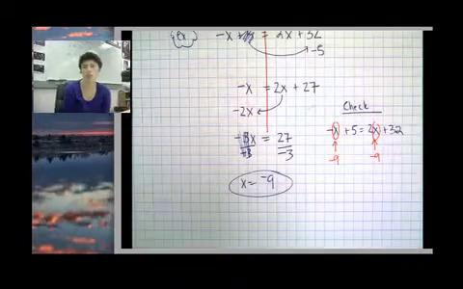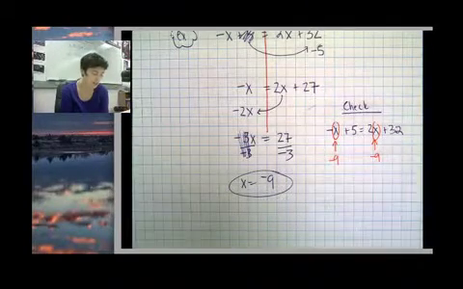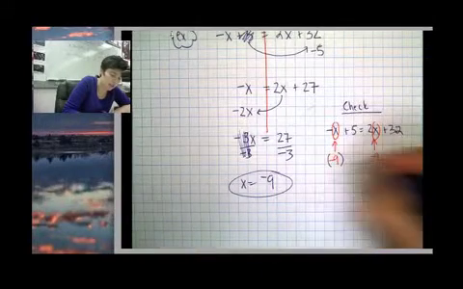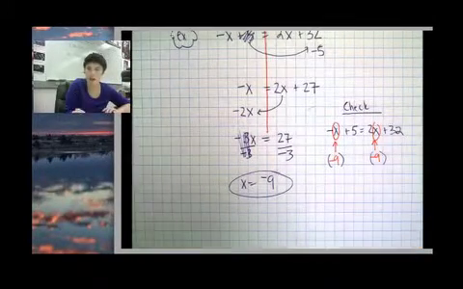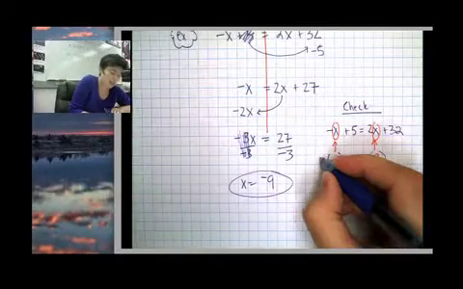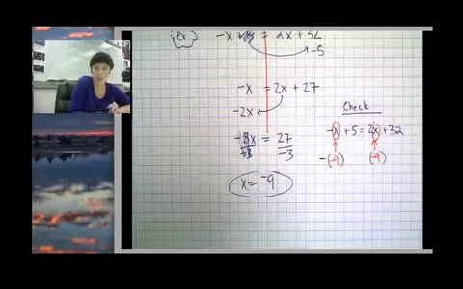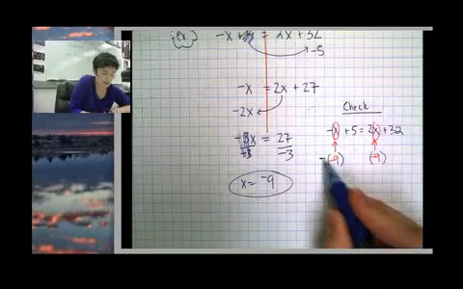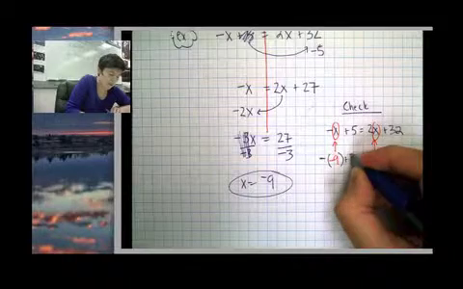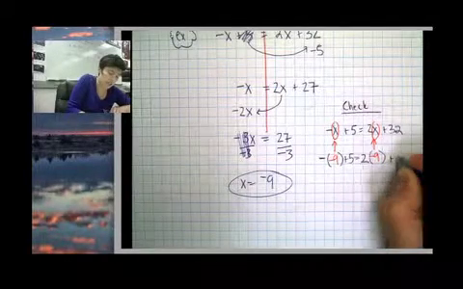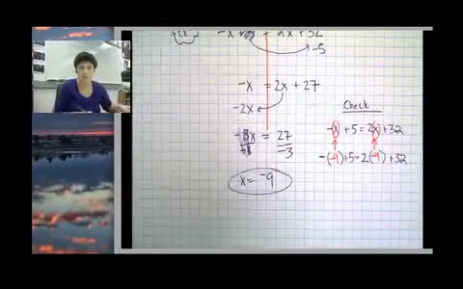This one's actually kind of a tricky check because when I put the negative 9 in, I'm going to put parentheses around them just to kind of bubble it. It was a negative x originally. So now it's a negative 9, which people have a hard time with this. Negative x is now a negative 9 plus 5 equals 2 times negative 9 plus 32. This is the thing we're going to have to solve.